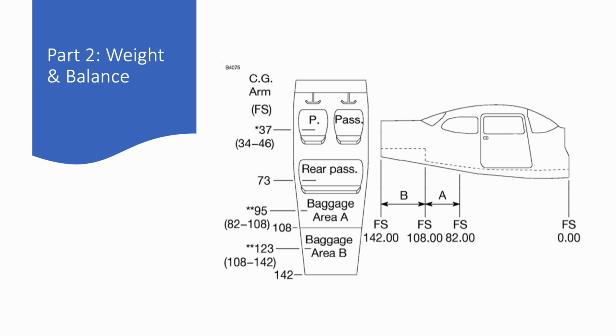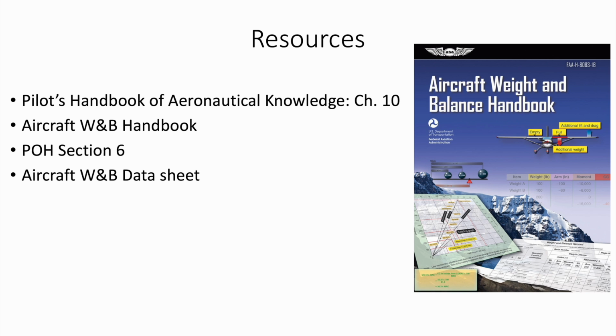Part 2 will be weight and balance. A couple of resources for that. Obviously, the reading assignment for this lesson is found in the PHAC, Chapter 10. There's an additional book that you can get from the FAA. It's kind of a smaller one. I think it's like 100 pages or something.